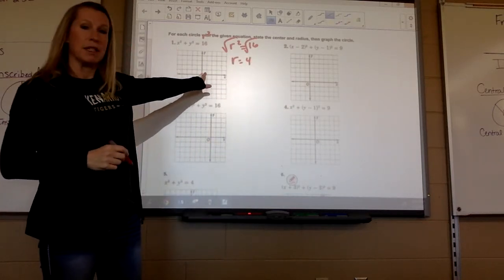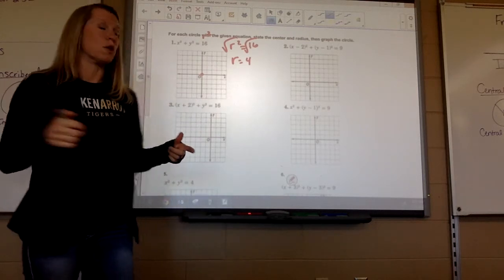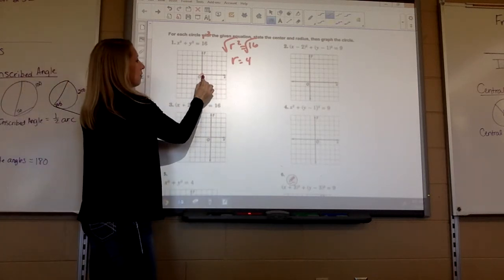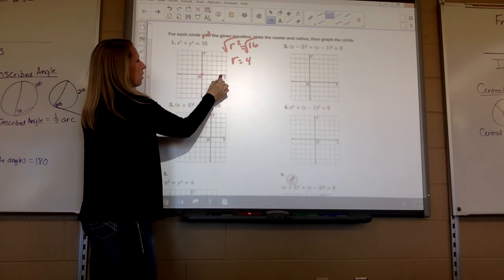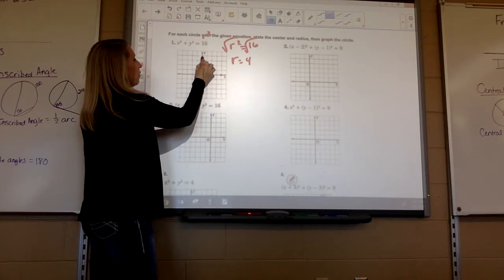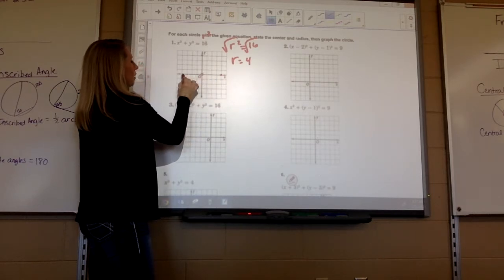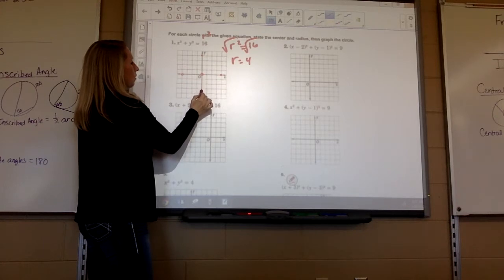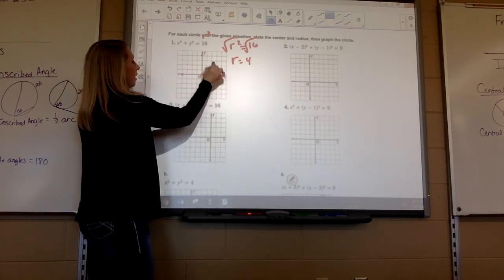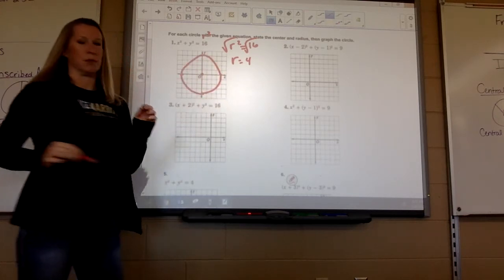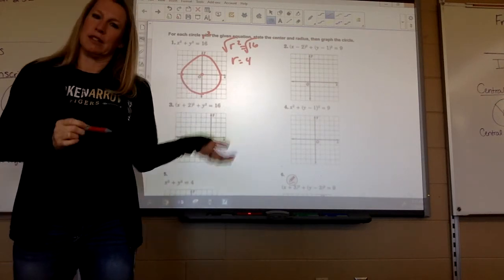So since I have my center and the radius is 4, if I go a distance of 4, 1, 2, 3, 4, in each direction, then I can draw my circle, which looks pretty bad there, but you draw the circle.